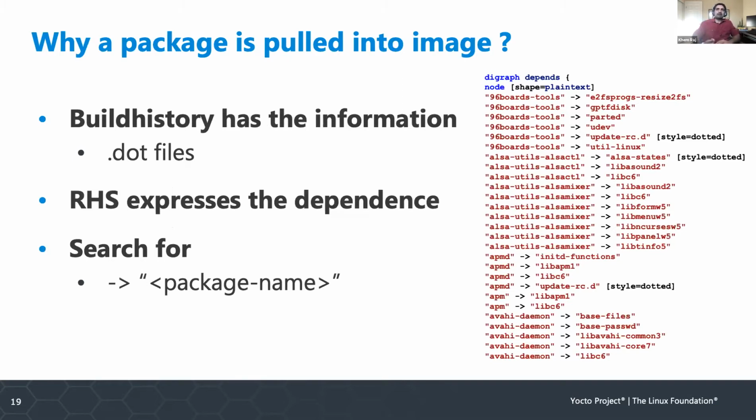And this is what it looks like. And as you can see, it gives you the dependency. For example, if you look at the first one, 96boards-tools is in my image, and it depends on e2fsprogs-resize2fs. So if I haven't added e2fsprogs-resize2fs into my image install, then 96boards-tools is pulling it in, right? That is the inference you can draw. And if you want to remove this dependency for whatever reason, you can go and look at the 96boards-tools package and decouple it. So that's the way to optimize it further.